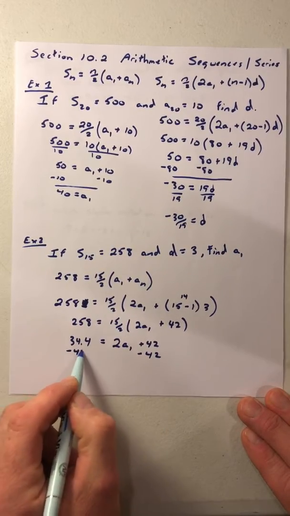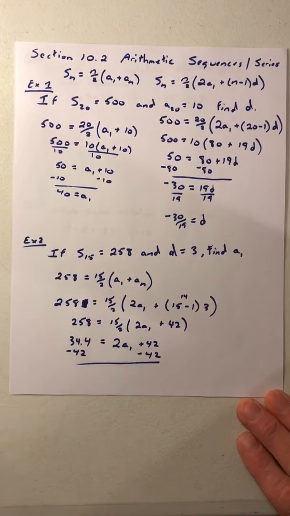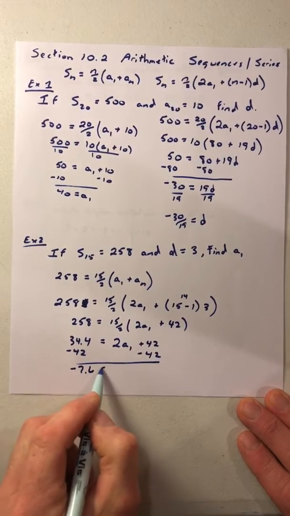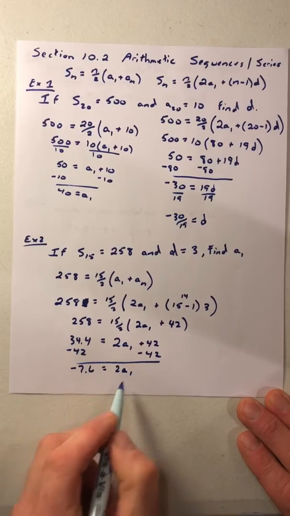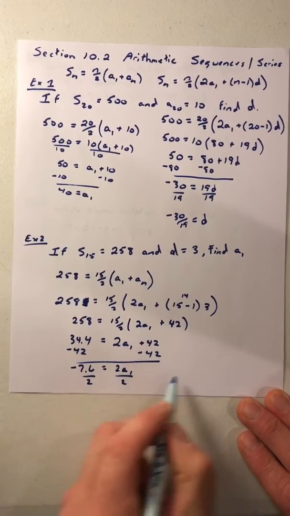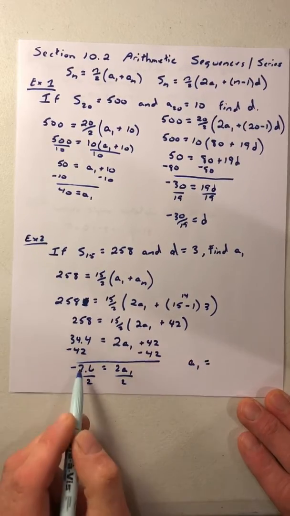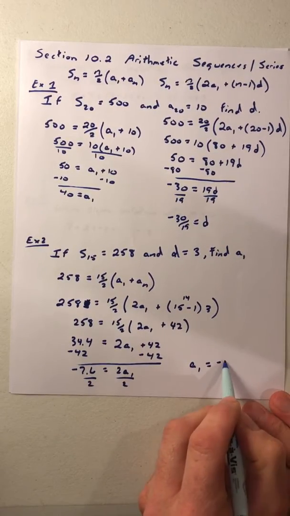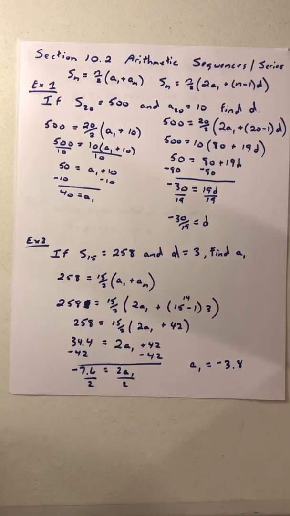Solving this equation, I can subtract 42 from both sides. Again, using the calculator, negative 7.6 equals 2 a sub 1. Dividing by 2, we know that a sub 1 is going to equal negative 7.6 divided by 2, which is negative 3.8.